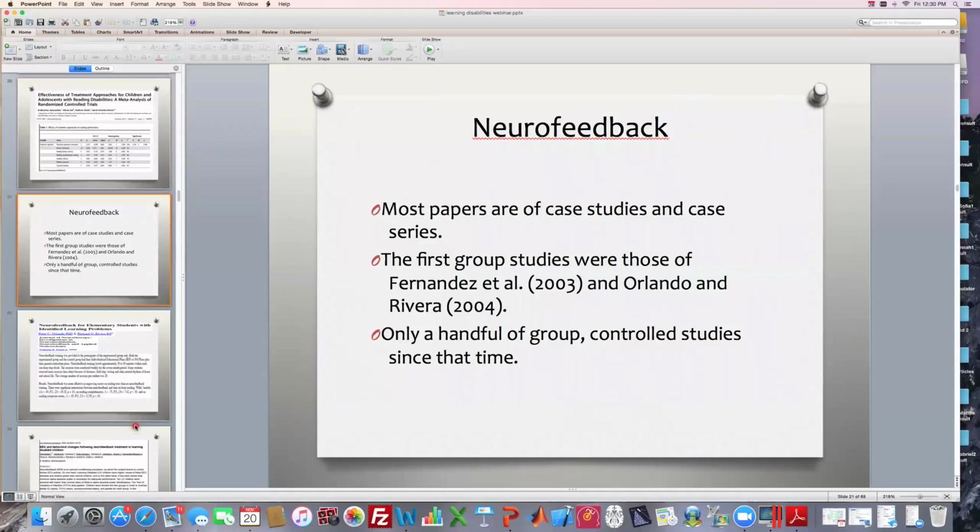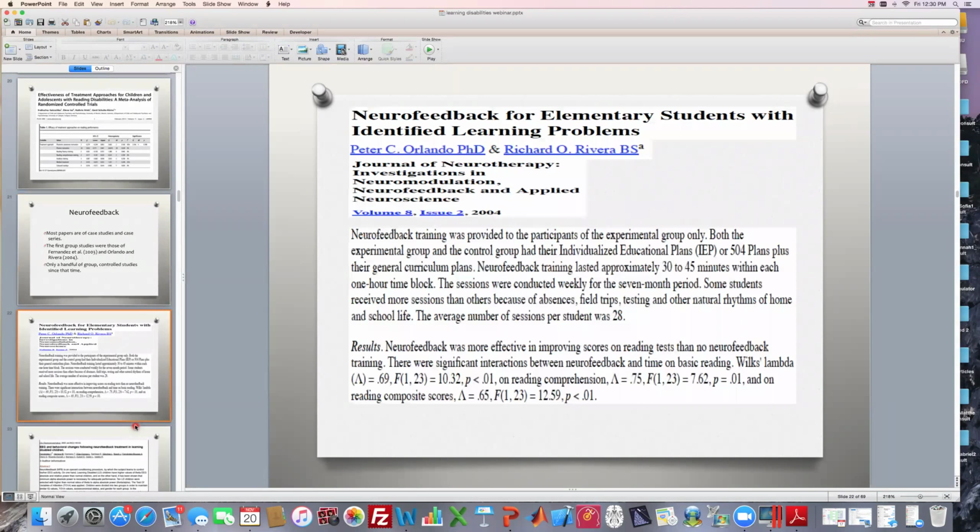So we just pretty much had a summary of those. We'll move into the neurofeedback studies that have been done. Most of them are case studies or case series. The first group-based statistical studies were done in 2003 and 2004, and there's been only a handful, maybe 5 or 6 at this point, of group control-based studies. One of the first to emerge was that of Orlando and Rivera, published in 2004 in the Journal of Neurotherapy.